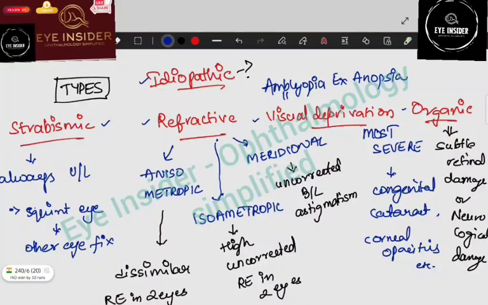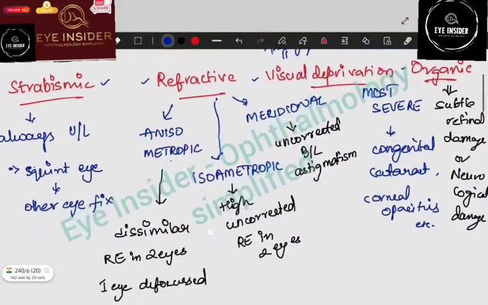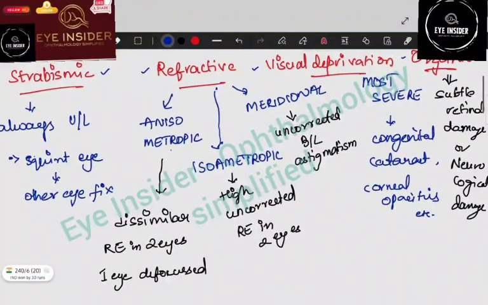Refractive amblyopia is due to anisometropia, in which there are dissimilar refractive errors in the two eyes. Isometropic means there are high uncorrected refractive errors in both the eyes. Meridional is uncorrected bilateral astigmatism in the eyes.